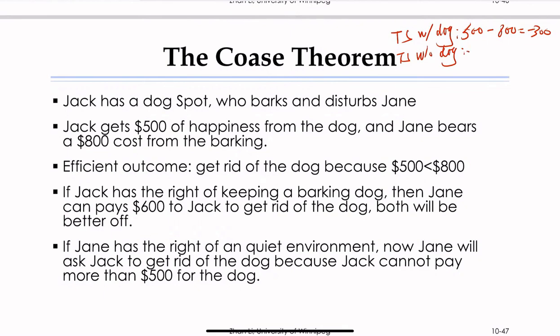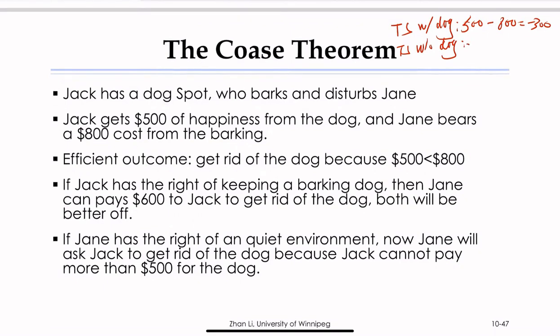Jack loses this 500, right? So it becomes 0. And Jane does not need to bear the 800 cost from the barking. So it's again 0. So this basically means from the perspective of the social total surplus, without dog is a better result compared with dog. Right? So we should get rid of the dog.